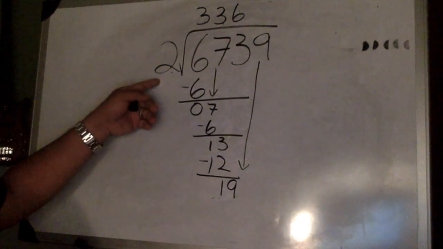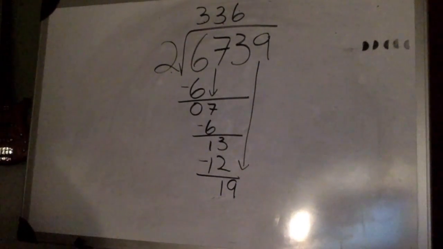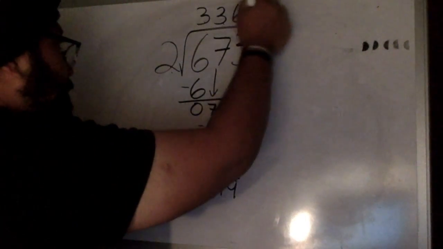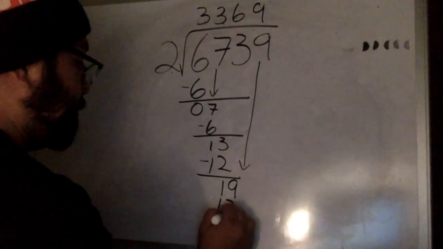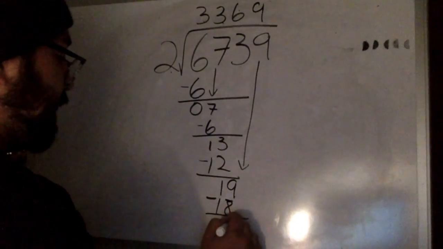And now, how many times does 2 go into 19? Again, we know that 2 times 1 is 2, 2 times 2 is 4, 2 times 3 is 6, 2 times 4 is 8, 2 times 5 is 10, 2 times 6 is 12, 2 times 7 is 14, 2 times 8 is 16, 2 times 9 is 18, and 2 times 10 is 20. So 2 times 9 is 18. 19 minus 18 is 1.